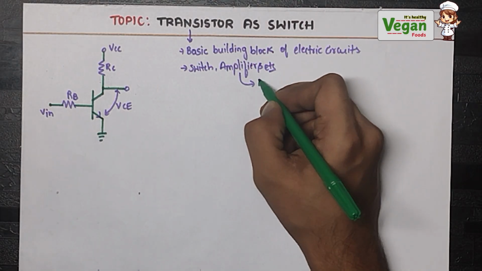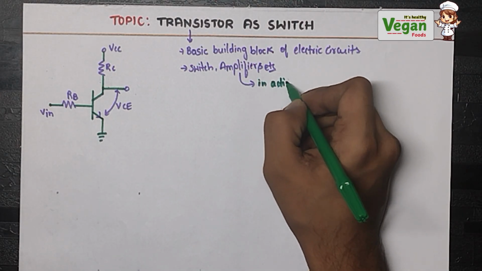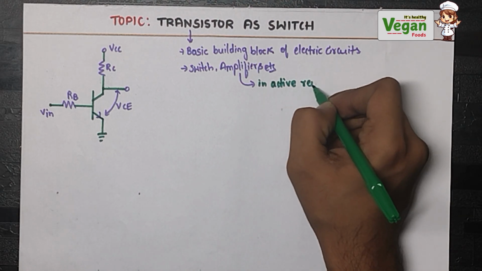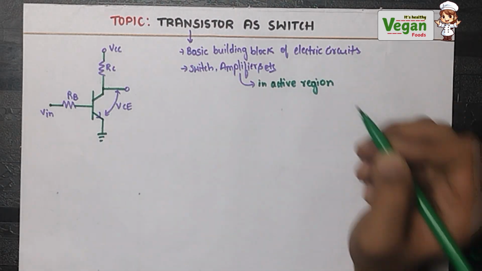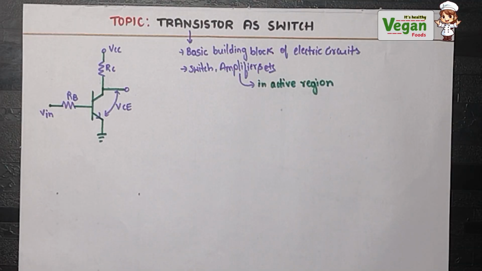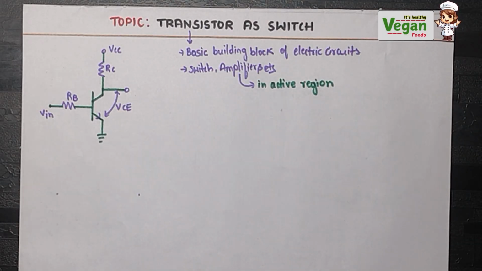If we are using a transistor as an amplifier, we must know that the transistor must be in the active region. If the transistor is not in the active region, it cannot be used as an amplifier. If it is in the active region, we can use the transistor for amplifying operations.